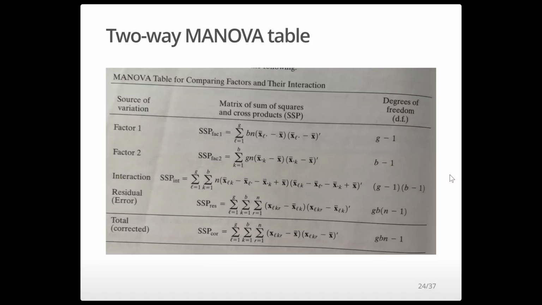So here's the table for the multivariate version. You see we have factor 1, factor 2, and their interaction, and they have degrees of freedom for each. These are exactly the same as the univariate case, except we're using the vectors and we're multiplying them by their transpose instead of squaring them. And then we have error at the bottom, which is the within.